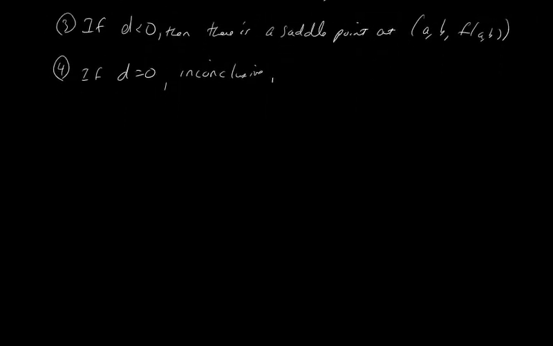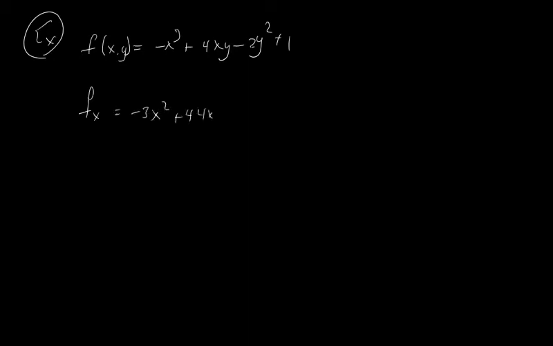All right, so let's use the second partials test. Let's do an example. Let's find any relative extrema of f(x, y) equal to negative x cubed plus 4xy minus 2y squared plus 1. So I'm going to need to know what my partials are. f_x is equal to negative 3x squared plus 4y. f_y is going to be equal to 4x minus 4y.